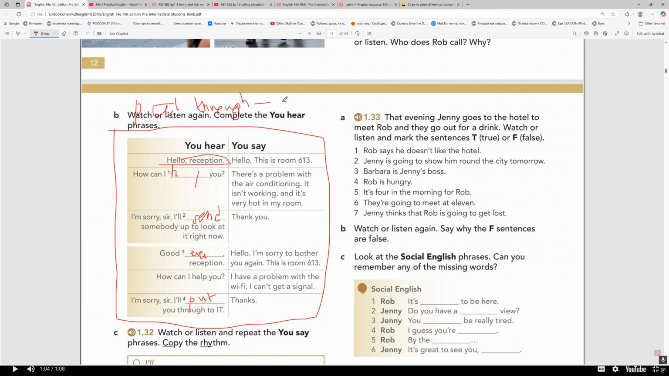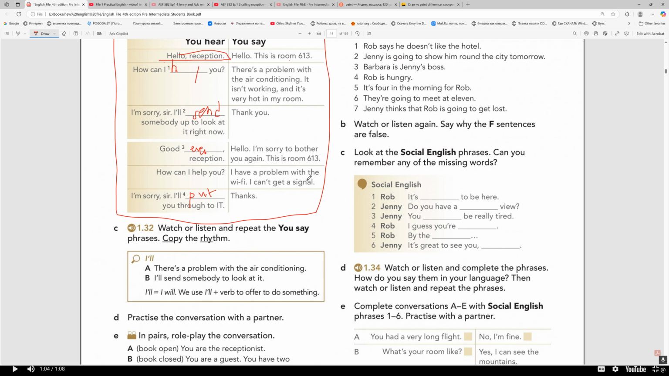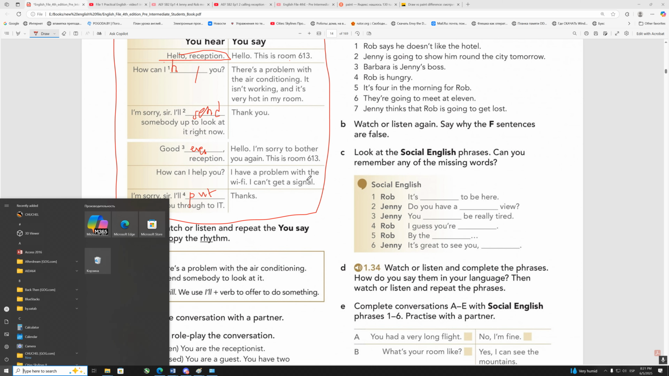If you have problems with the internet, the manager will put you through to the specialist. The specialist will explain why the internet doesn't work, because there is a problem with the service, for example. Okay, the lesson is over. It's 8:21 p.m.